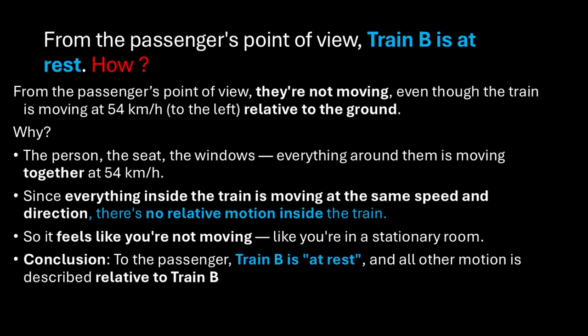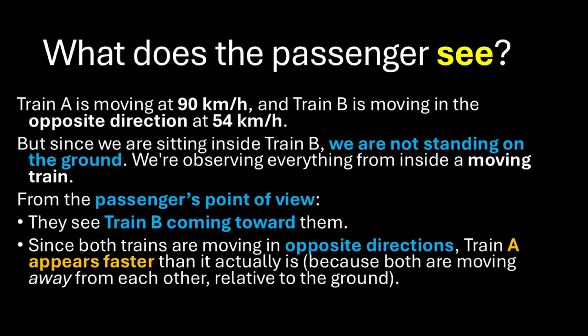Alright? Now, what does the passenger see? Train A is moving at 90 km/h and train B is moving in the opposite direction at 54 km/h. But since we are sitting inside train B, we are not standing on the ground. We are observing everything from inside a moving train. From the passenger's point of view, train A is coming towards them.